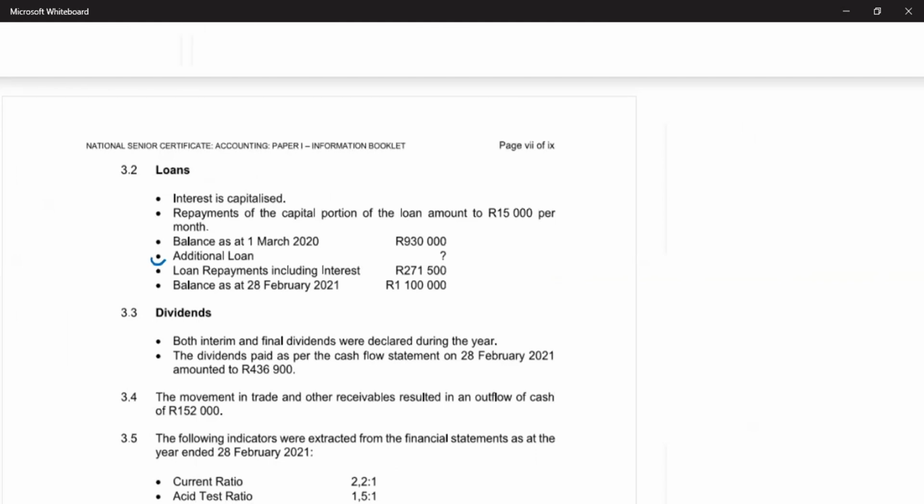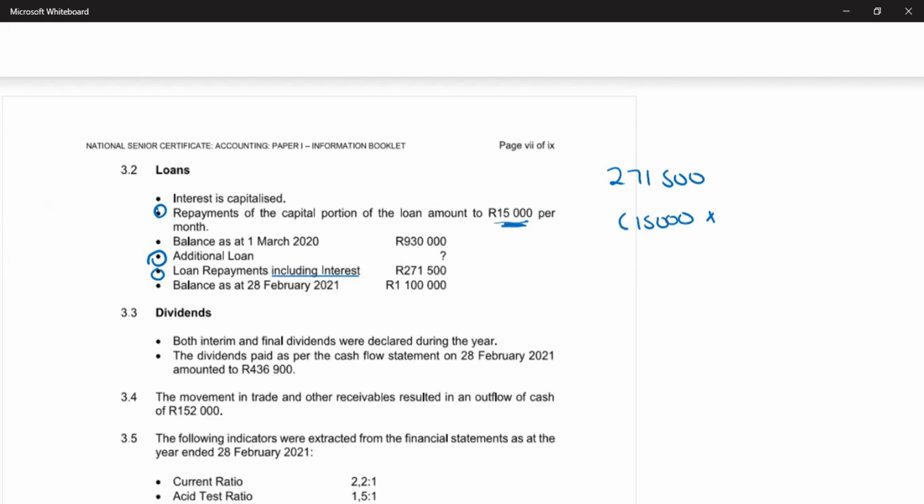Okay, additional loan, we need to calculate it. We are given loan repayments, and these loan repayments include interest. And remember, I said you must make sure that before you put them in your statement of cash flow, they exclude interest. So I have my repayments, which are 271,500. They include interest. Now, luckily here, they gave me information whereby I could use it. They say repayments of the capital portion of the loan amount to 15,000 per month. So here, 15,000. This is the amount of our monthly installments, which excludes interest.